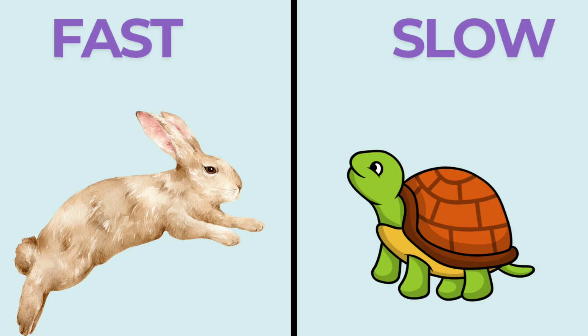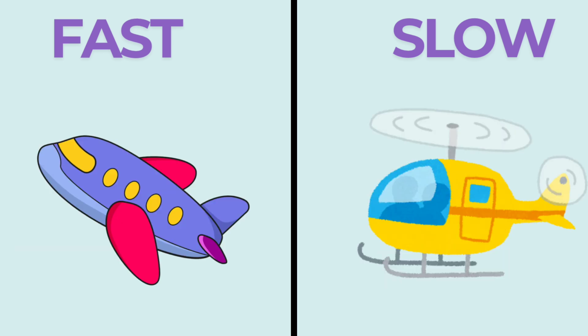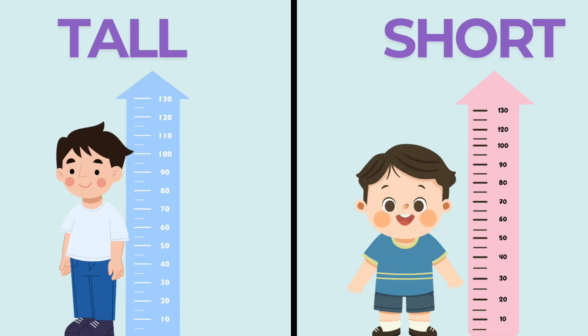The rabbit runs fast and the tortoise walks slow. The aeroplane is flying high and fast and the helicopter is flying at sky level, slow. Tall kid and short kid.